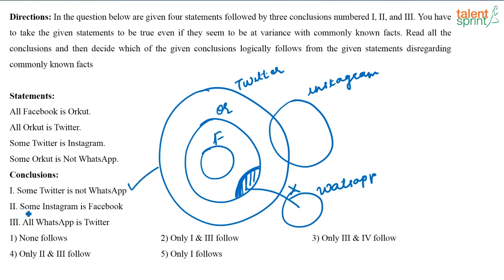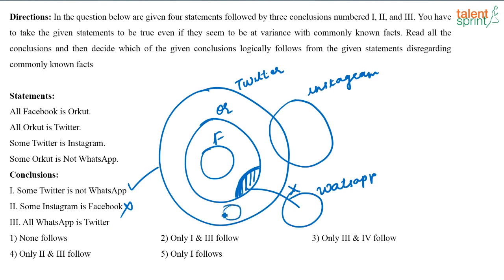Second one, some Instagram is Facebook. No, it's not a definite conclusion, it's a possibility. According to the basic diagram, there is no overlapping between Facebook and Instagram. So the second conclusion is not a definite one, so it does not follow. Third conclusion, all WhatsApp is Twitter. Again, it's not a definite conclusion, so we are not sure whether all WhatsApp is Twitter.